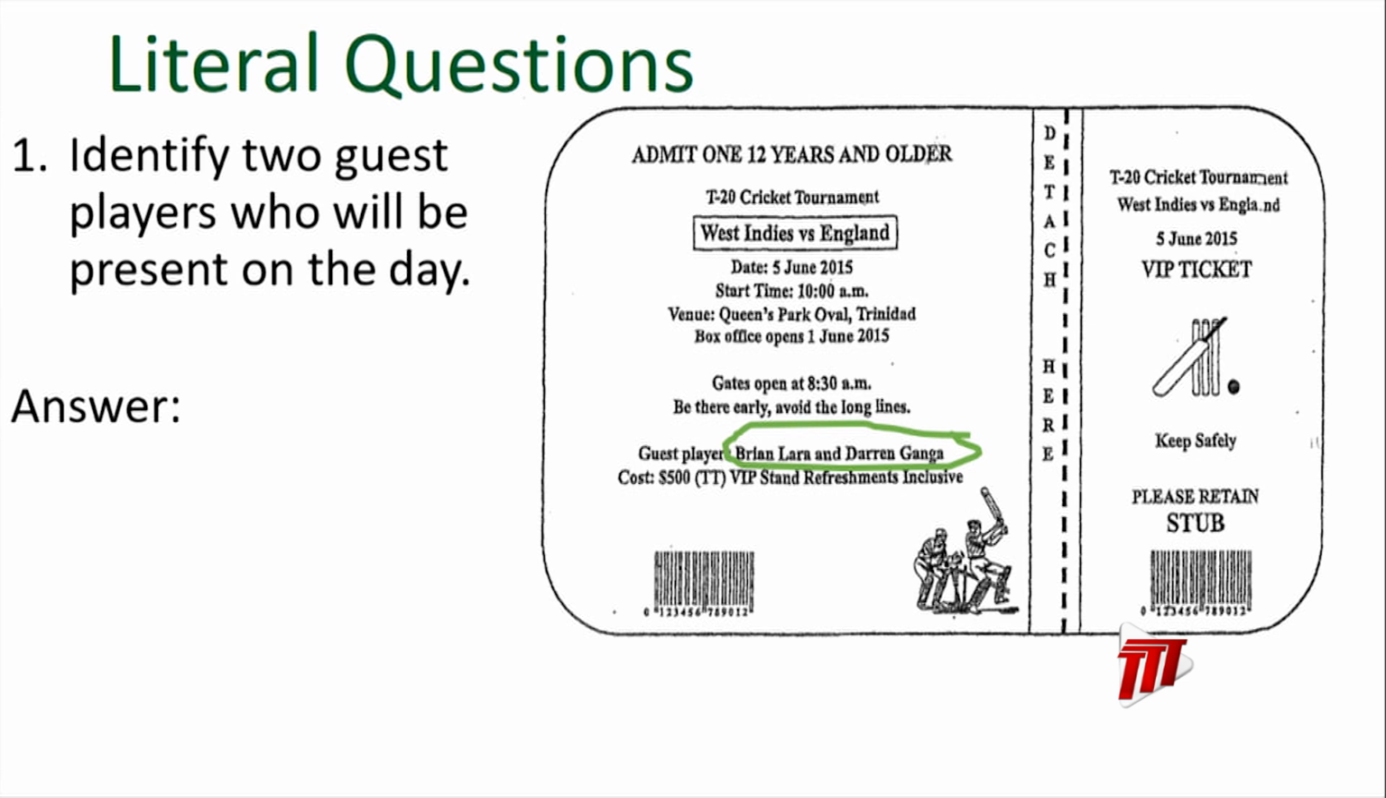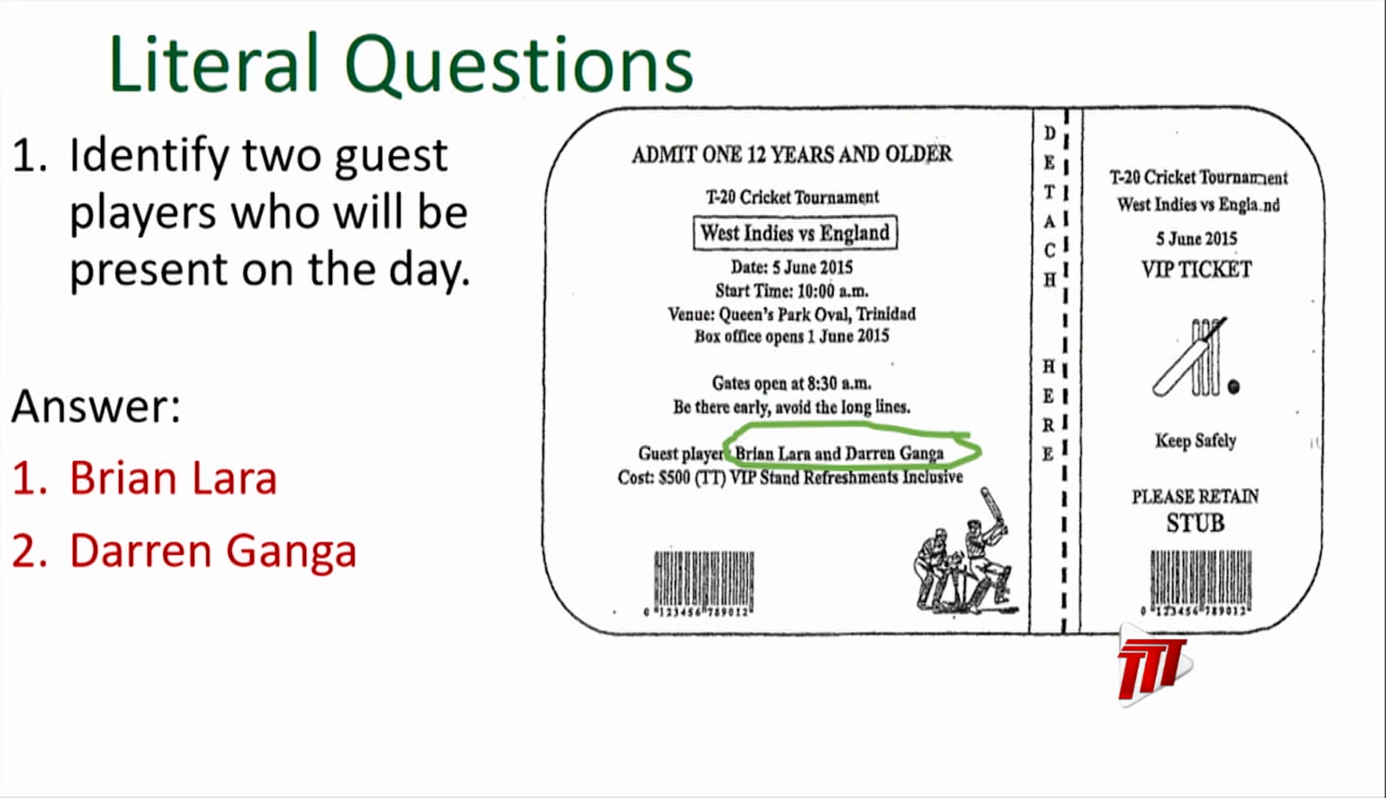Identify 2 guest players who will be present on the day. By looking at the ticket, we can see that our first player who will be present on the day would be Mr. Brian Lara. Our second guest player would be Mr. Darren Ganga. So these are the answers to the question. Again, the answer to this question is Brian Lara and Darren Ganga. Very good. I'm sure that you found this question quite easy.